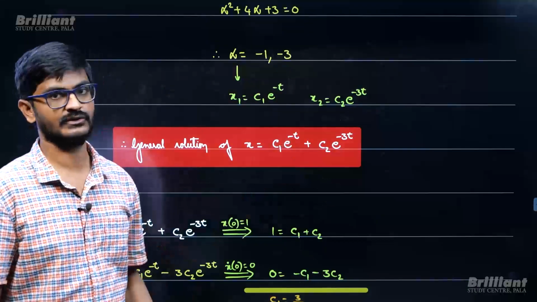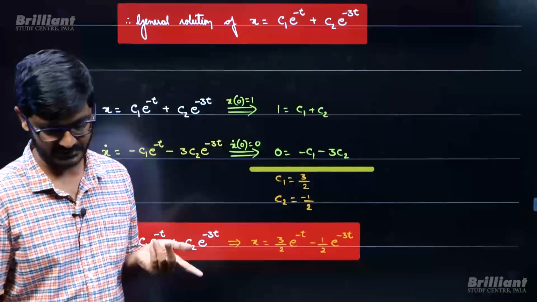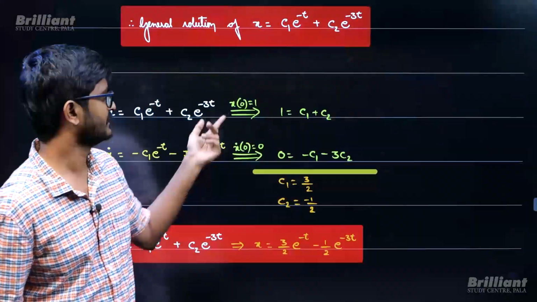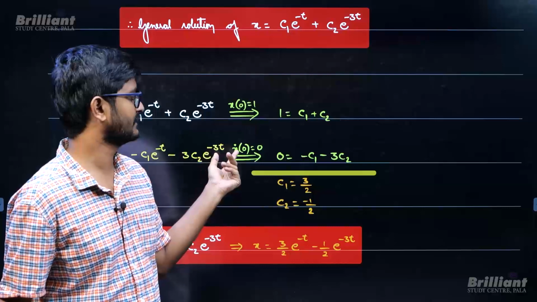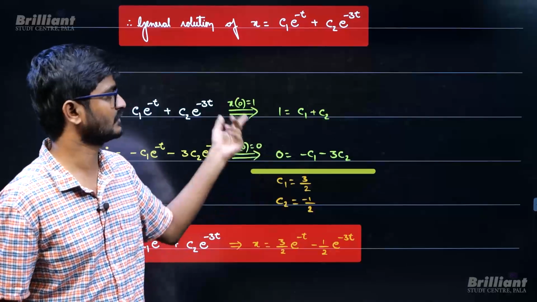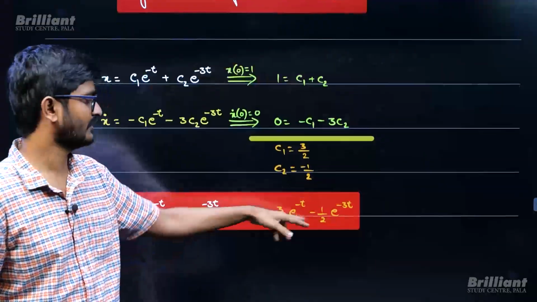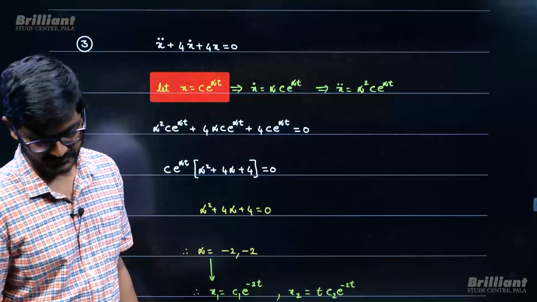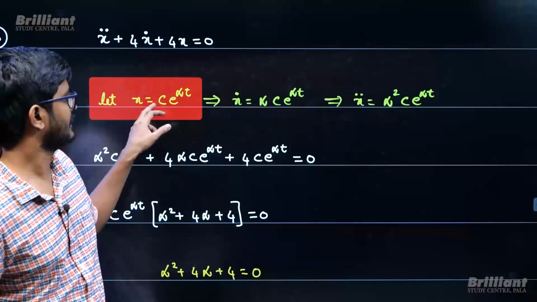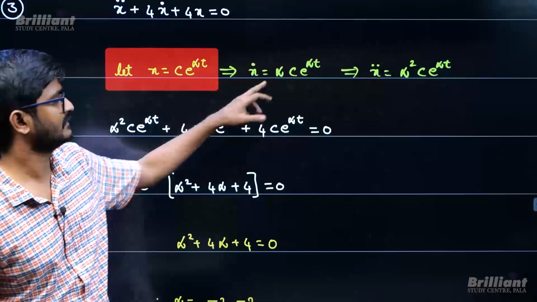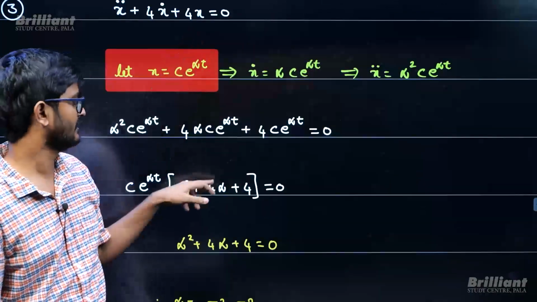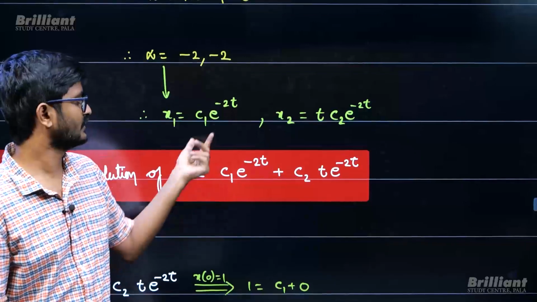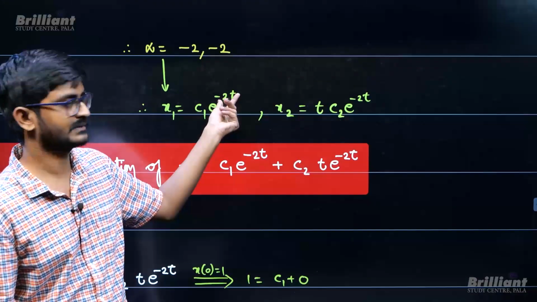But c1 and c2 are two unknowns, so they must give us two initial conditions. In the question where I have copied this from, they have given initial conditions as x of 0 is 1, x dash of 0 is 0. When you substitute those two initial conditions, you will get c1 and c2, and the final solution. Now, if the two roots are equal, for this question I guess x equals c into e power alpha t. Substitute x dash and x double dash back, you will get a quadratic with two equal roots. When there are two equal roots, then one solution will be c1 into e power minus 2t.